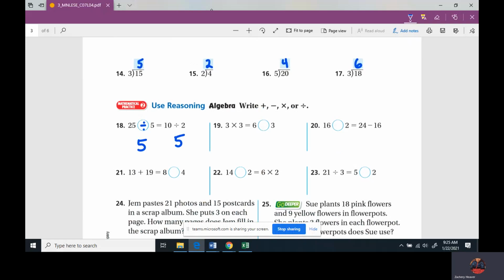Brett, what's 3 times 3? 9. So we got to make it equal to 9. So let's try plus first. What's 6 plus 3? Voila, done. Just like that.